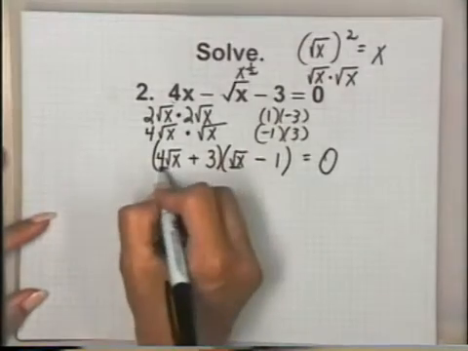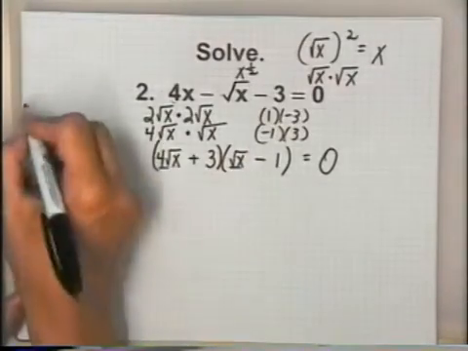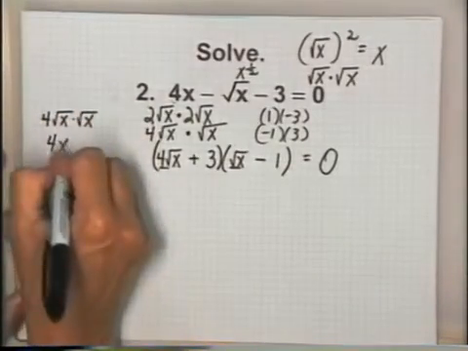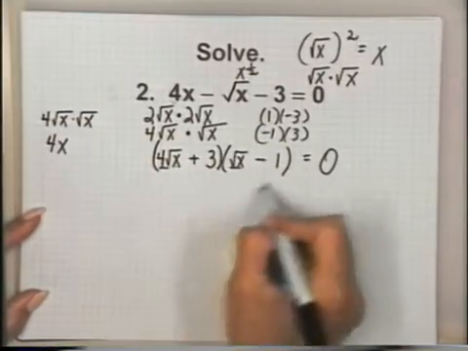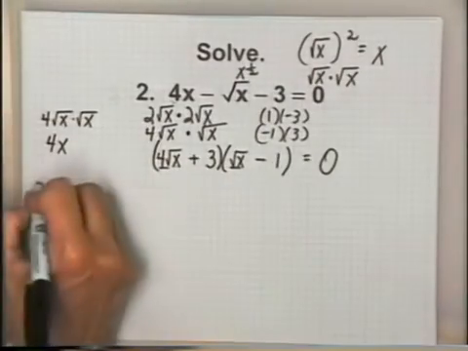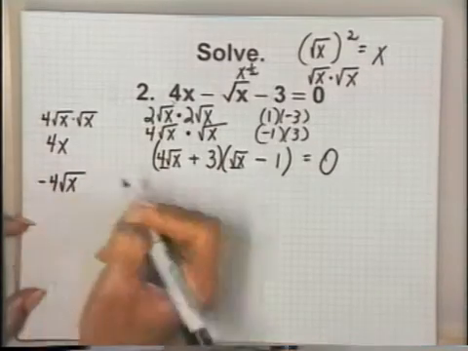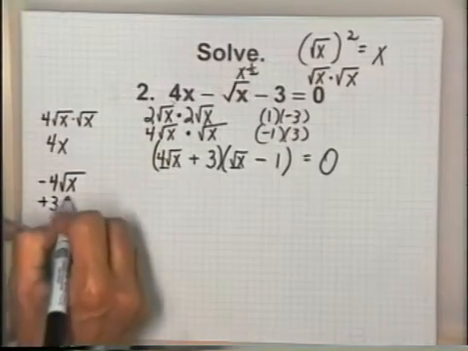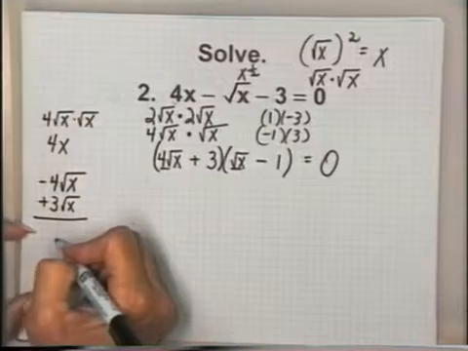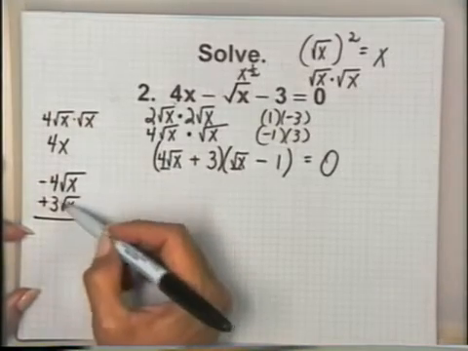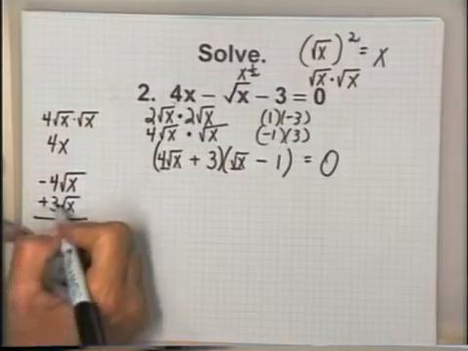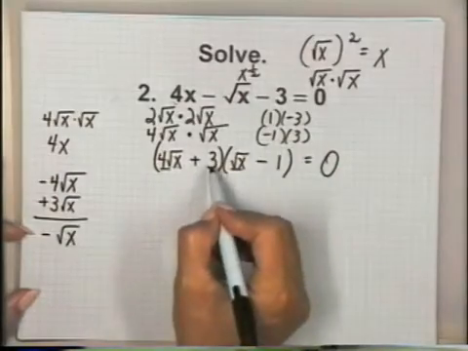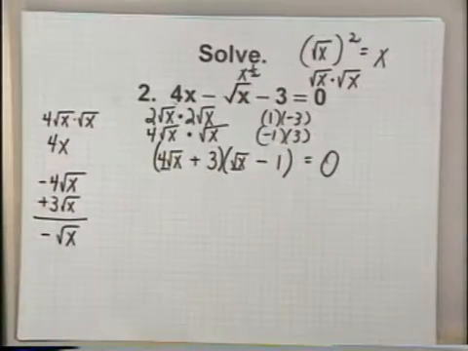Now let's check this. We'll have 4 times the square root of x times the square root of x, which would be 4x. That's that first term. For an outside product, 4 times the square root of x times negative 1 would be negative 4 times the square root of x. For an inside product, 3 times the square root of x would be positive 3 times the square root of x. When I add those together, notice that my radicals are like, so I can add the coefficients. Negative 4 plus 3 is negative 1 times the square root of x, which gives me the correct middle term, and then 3 times negative 1 gives me a negative 3.